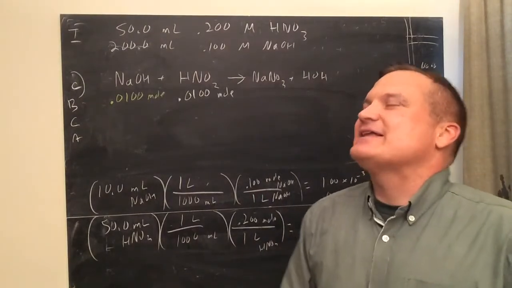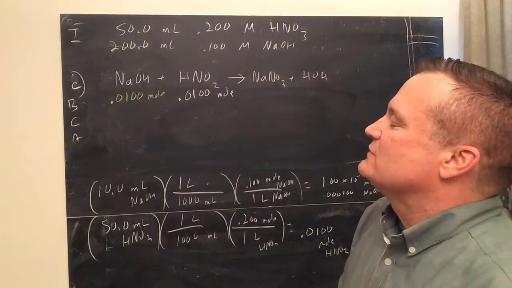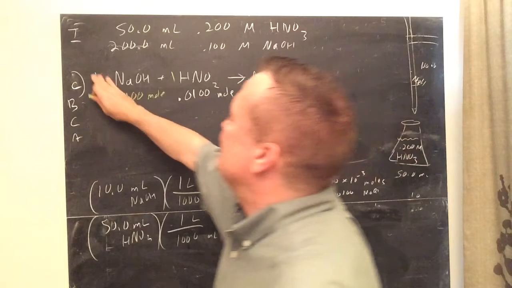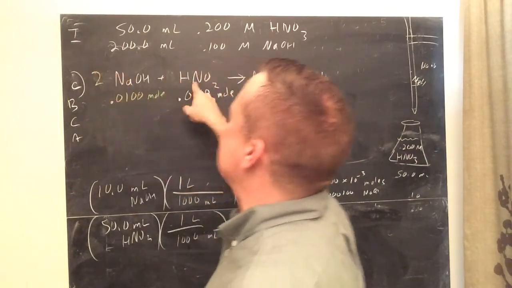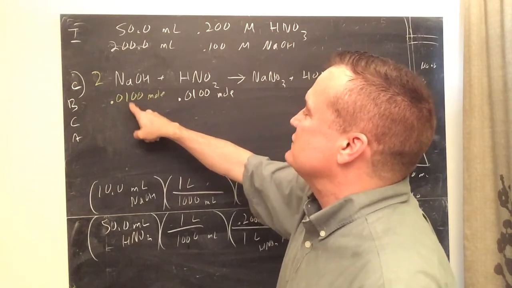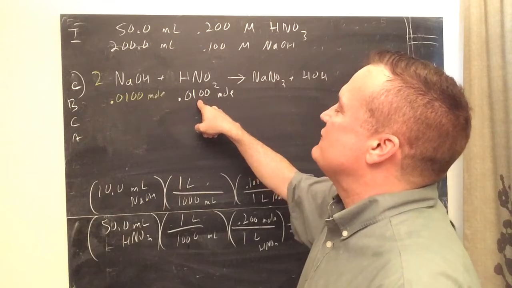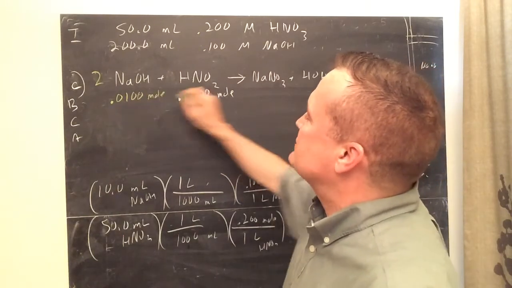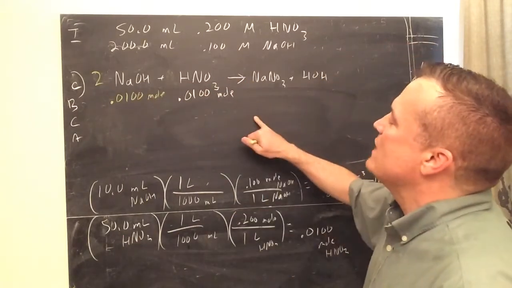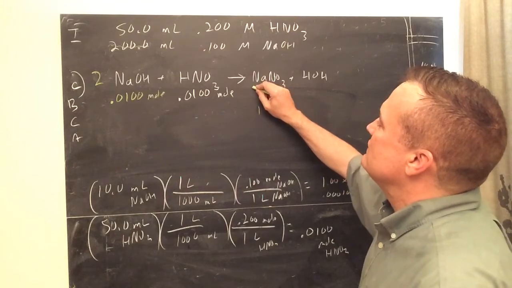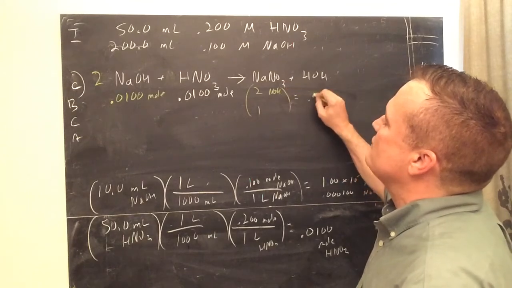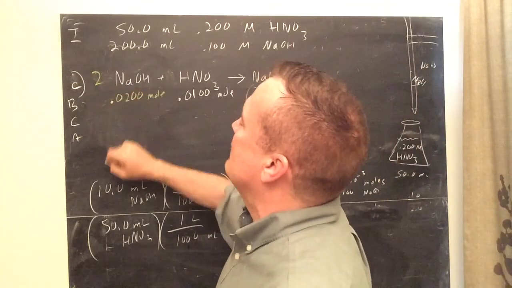Because it's a 1-to-1 ratio, it has to be equal, all right? If this had been, for some reason, a 2 NaOH added to that, well then, at equivalence point, you'd have to have 0.0200 of that. You'd have to double it. So it's kind of like the mole ratio. If I change this, moles of HNO3, sorry, to moles of NaOH, you'd say, well, 1 mole of HNO3 requires 2 moles of NaOH. So I would say I need 0.0200. So if there's a 2 there, it would be 0.0200, okay?